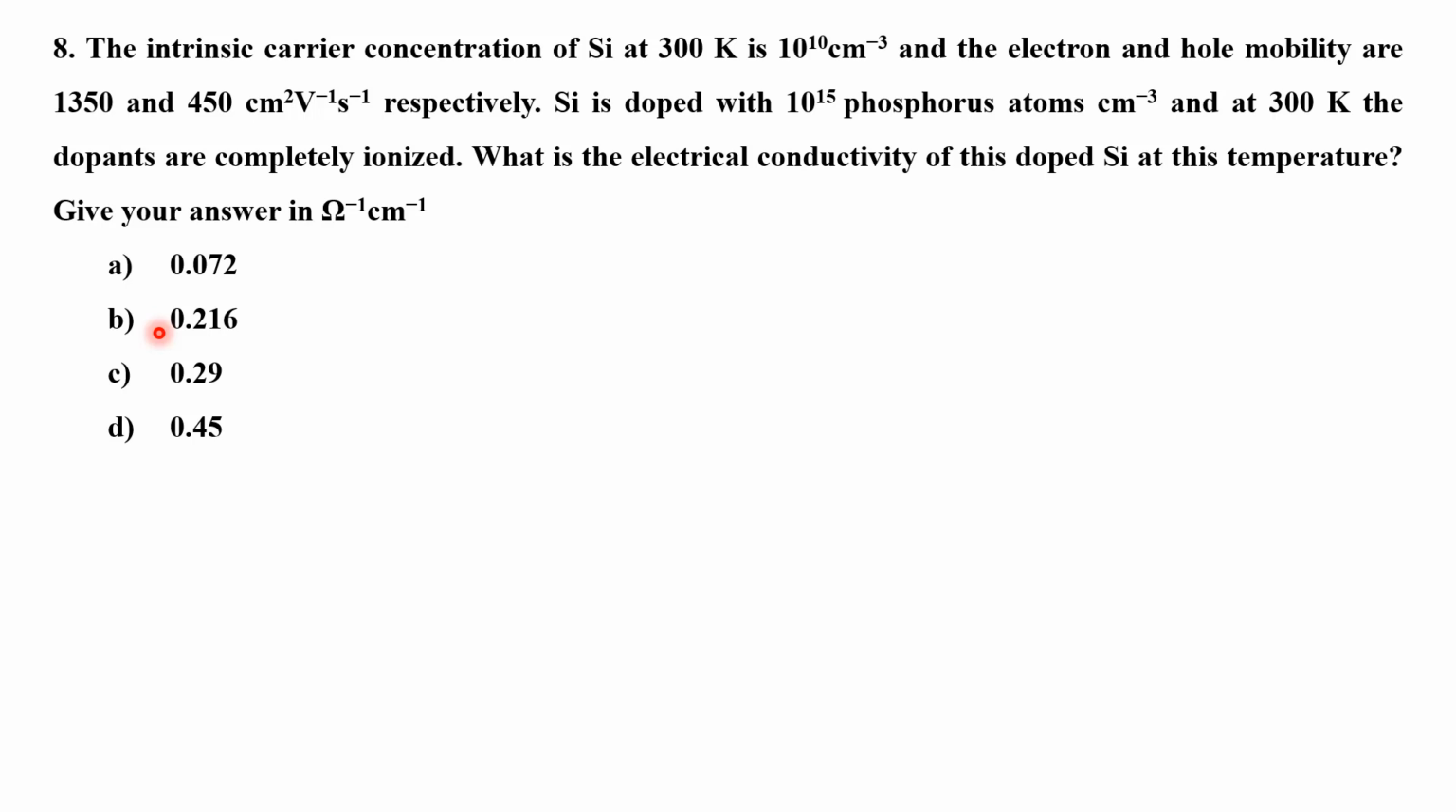Final material is n-type itself and n is directly given to you, 10 power 15, and p value you have to find out, and once you have the value of n and p, you can use it to find the value of sigma. So out of these options, which will be the answer? Please find out and let me know.